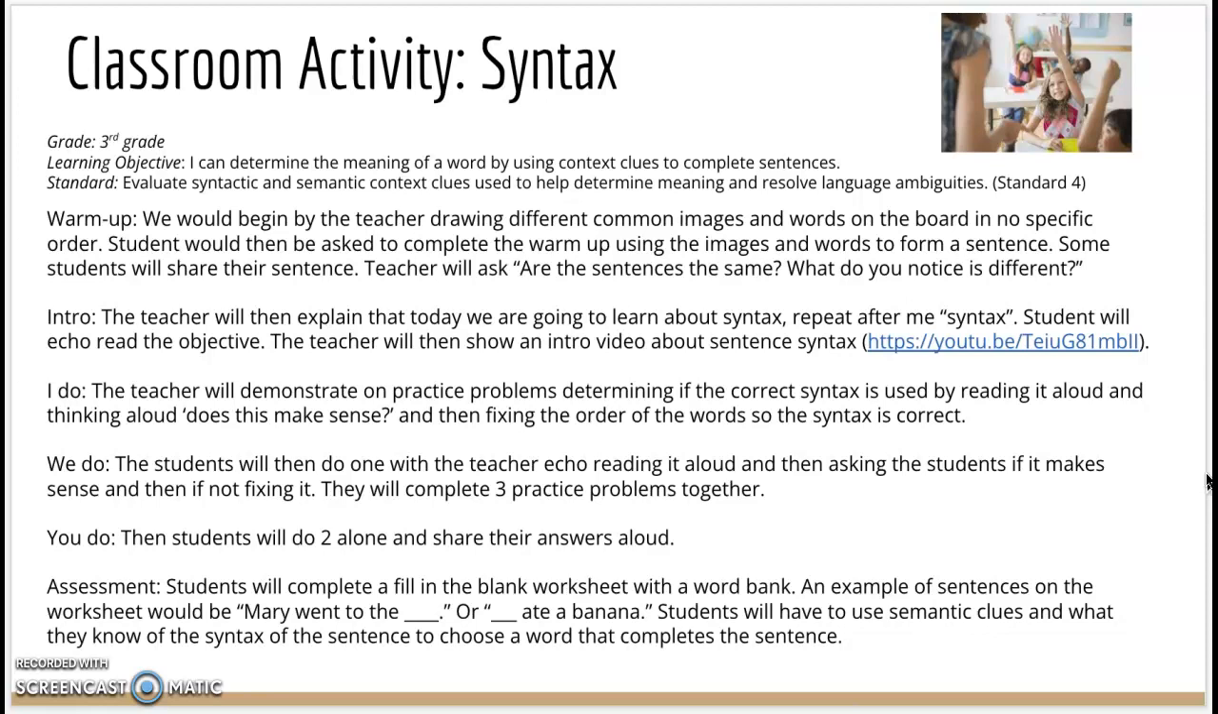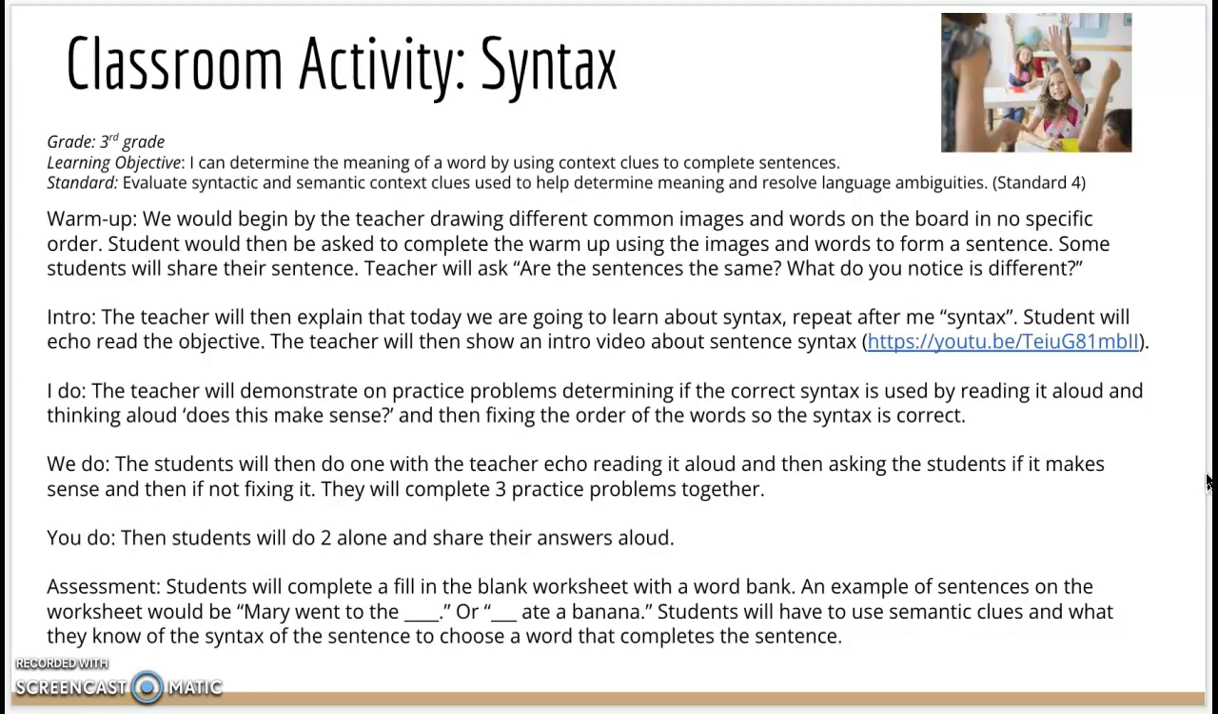They would echo read it aloud and then ask the students if it makes sense, why or why not, and then they would work together in fixing the sentence to put it in the correct syntax. They would complete 3 problems together to allow them some practice with the teacher's guidance. These sentences, a side note, would have visuals so that the students, if they didn't know the meanings of the words, could have that visual support as well to help them.